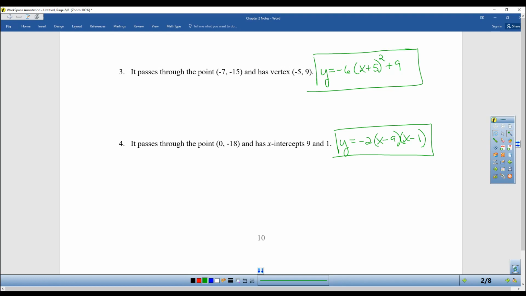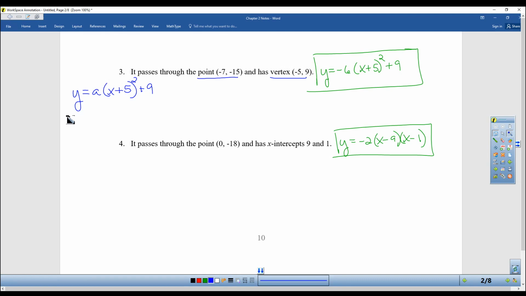Okay, for those of you that aren't confident yet, allow me to do them. Passes through this point and has this vertex. Again, vertex form is the best choice. y is equal to a times (x + 5) squared. With the x, it's always opposite. Don't forget your square. Plus 9.